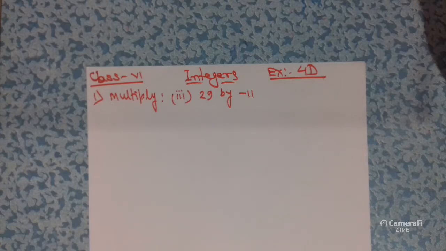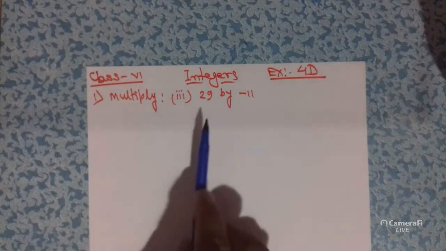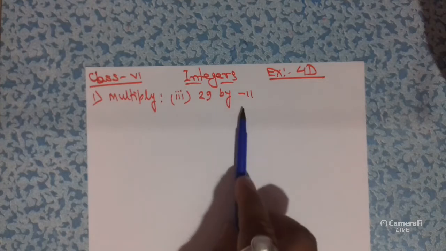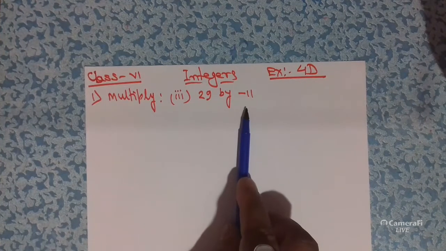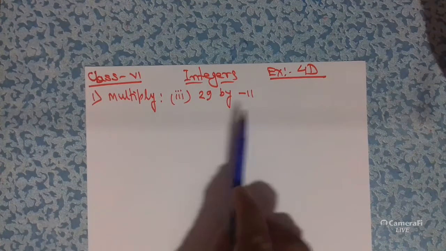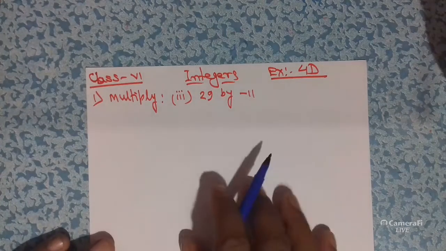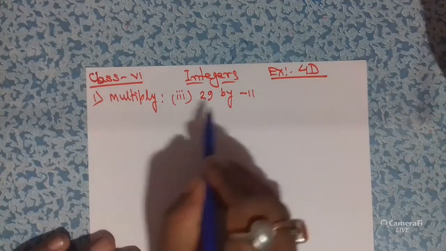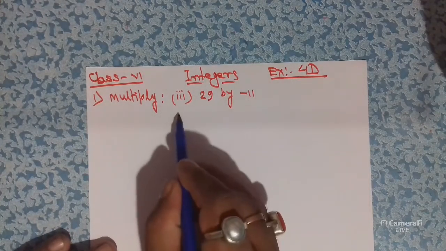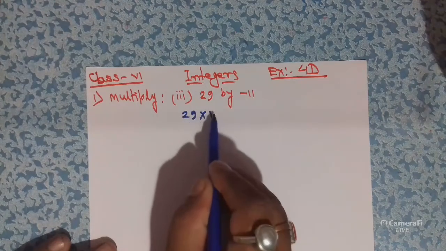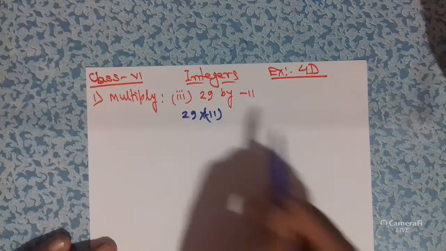So we are discussing integers, and today I am going to solve some maths from exercise 4D. The first problem is multiply 29 by minus 11. 29 by minus 11, that means 29 into minus 11.